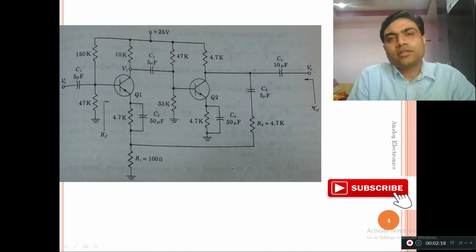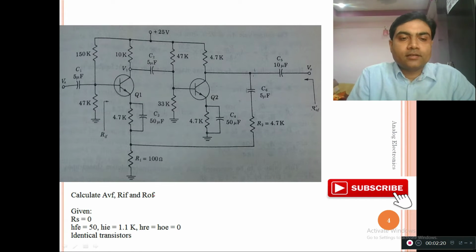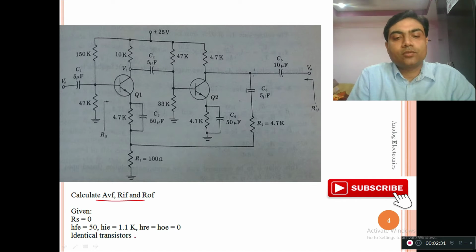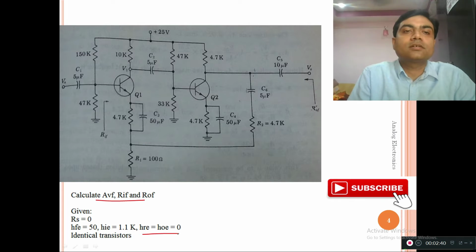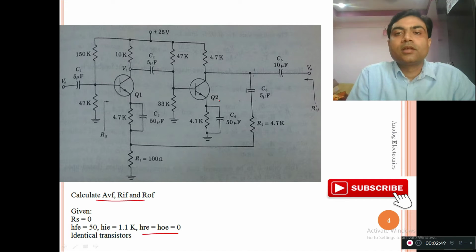This is the circuitry which is given to me, and this is how the question goes. We need to calculate the values of AVF, RIN and ROF, and what is given: RS equal to 0, HFE and HI values are given, HRE and HO equal to 0, and when HRE and HO equal to 0 we have to go for the simplified model, that is the approximate analysis. And the transistors are identical, meaning Q1 and Q2 share the same characteristics.